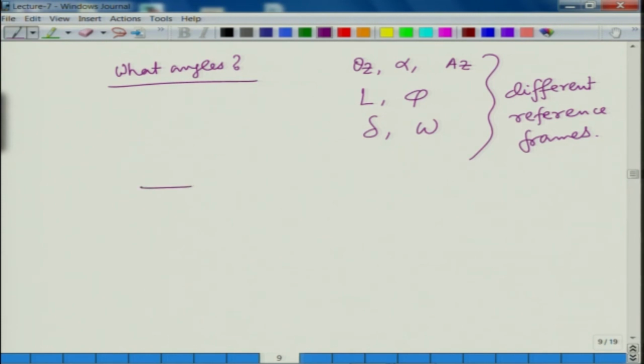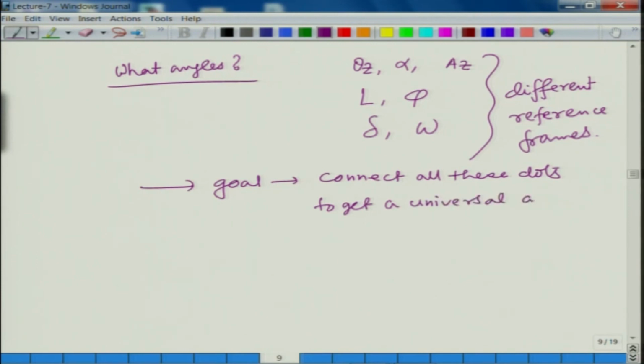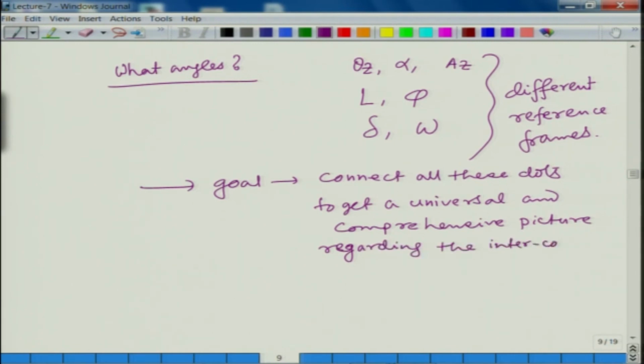So, our goal is to connect all these dots, to get a universal and comprehensive picture regarding the intercorrelation between all these angles. That is our goal, that is what we are going to do now.